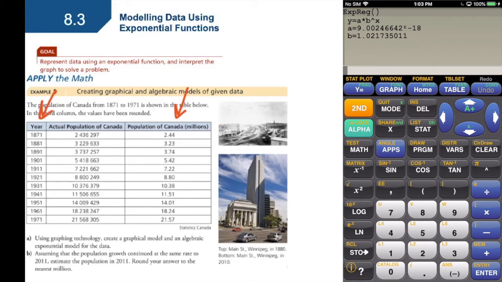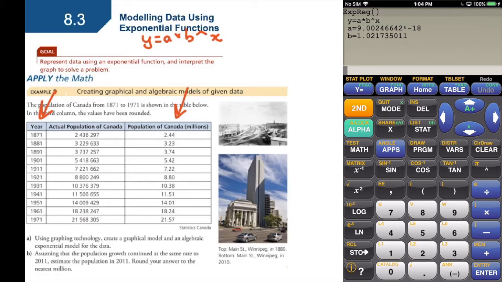And this is the function we get. The way the calculator writes it is y equals a times b. This symbol is called a caret. It is commonly referred to as a hat. It means exponent, so b to the exponent of x. Only because the calculator can't write things as superscript, it does that as a shorthand.